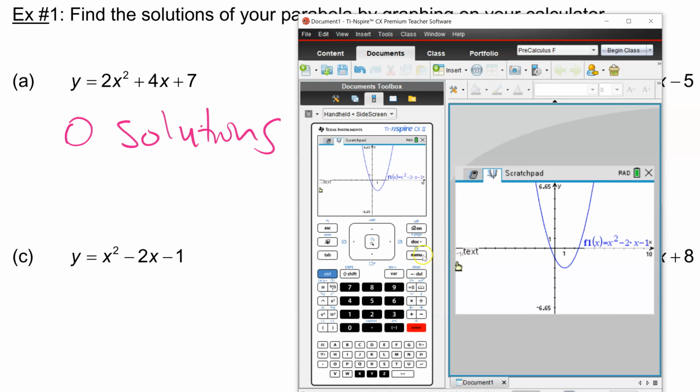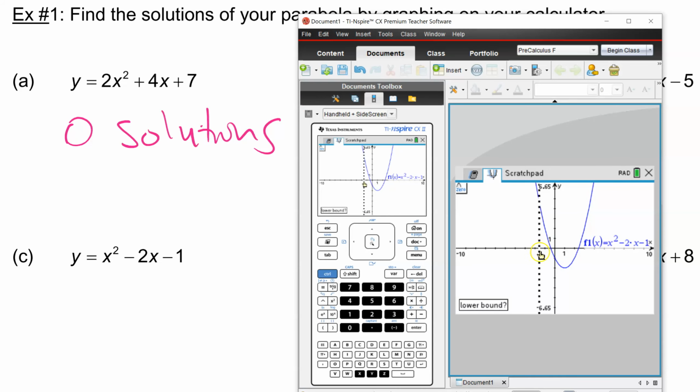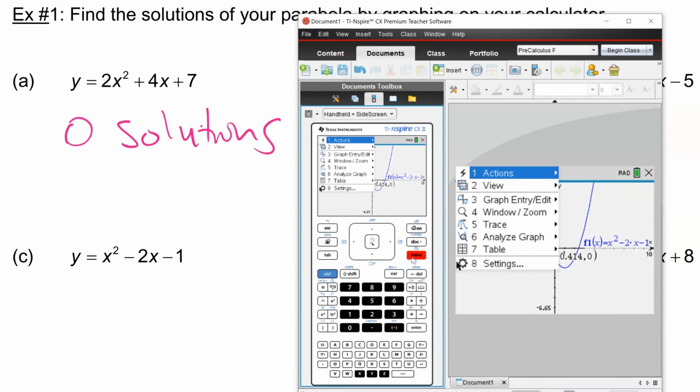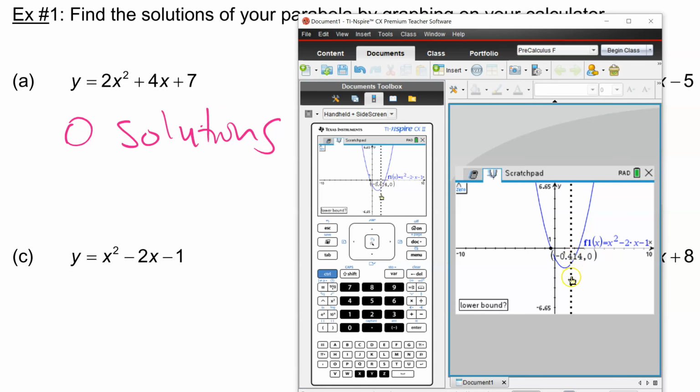So there's 2 solutions because it crosses the x-axis twice. So you do menu, analyze graph, 0, to the left of your first 0. Pops that guy up. Menu, analyze graph, 0, and I have to go left of my second 0 and right. How many solutions is it? Find the solutions. So you have to find them. So I found my points, yeah.